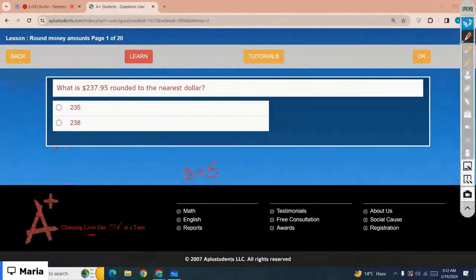You have to round to the dollar, right? Here is the dollar, $237. Just look at the very first number right after the decimal point, that is 9, and 9 is greater than 5. Because that is greater than 5, you have to round up. Round up means you have to add 1. So that is 237 plus 1, that is 238.